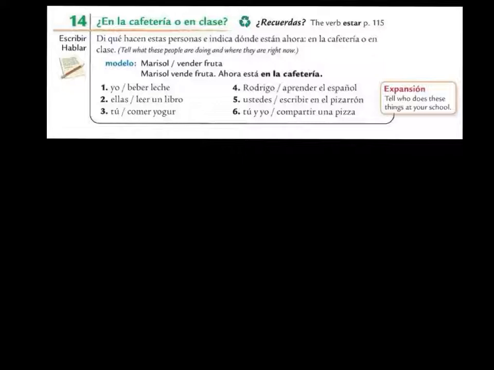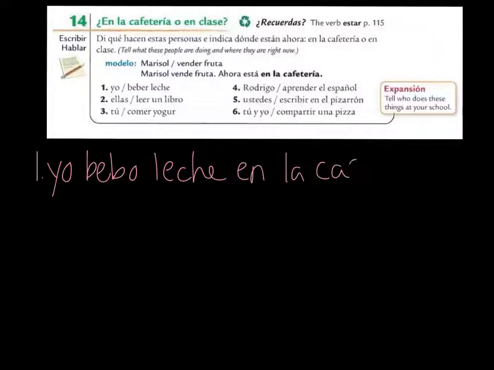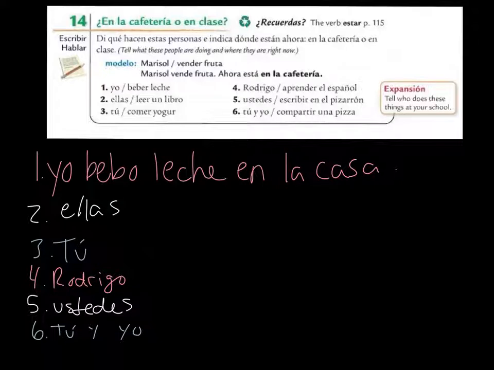But first, let's look at one example. Number 1, okay? Number 1, you would say, yo bebo leche, and then you'd have to tell where you do that, okay? You can do anything, but you could say like, en la casa. Choose any location that you would like. Go ahead and do numbers 2, 3, 4, 5, and 6. Now that you completed numbers 2 through 6, let's go ahead and check our answers. For number 2, ellas would have to be leen un libro, and then you would tell where that happens.